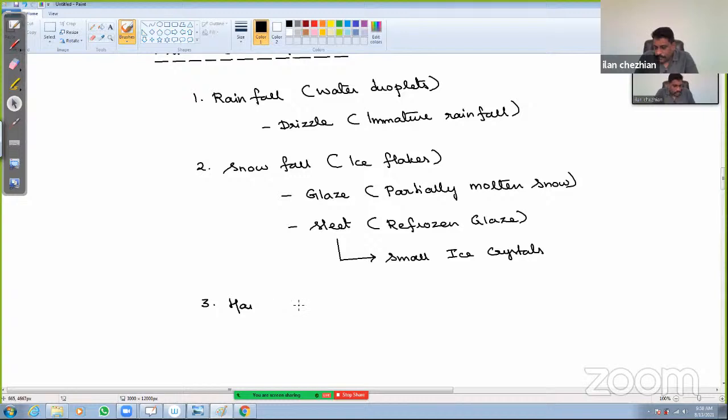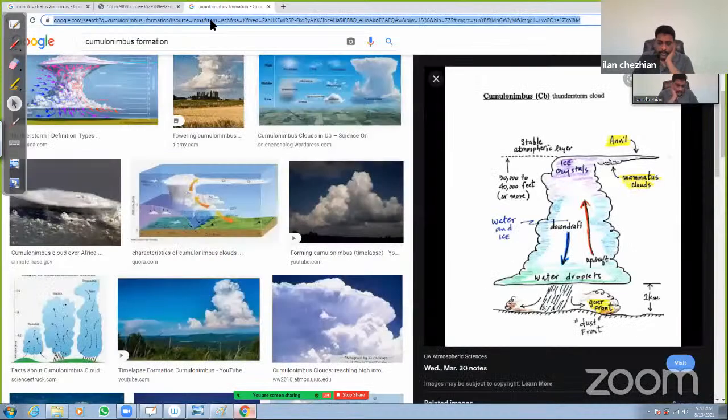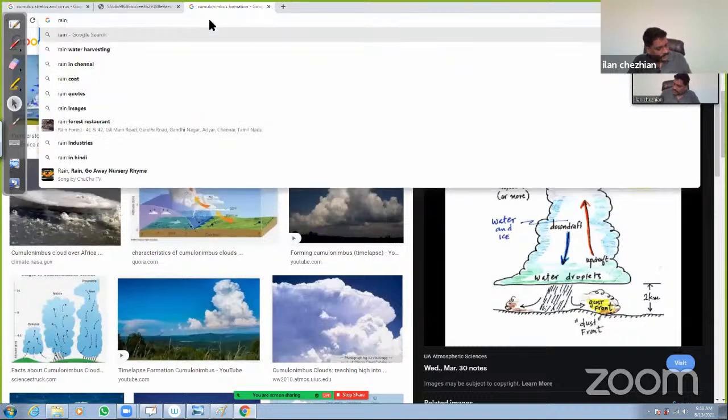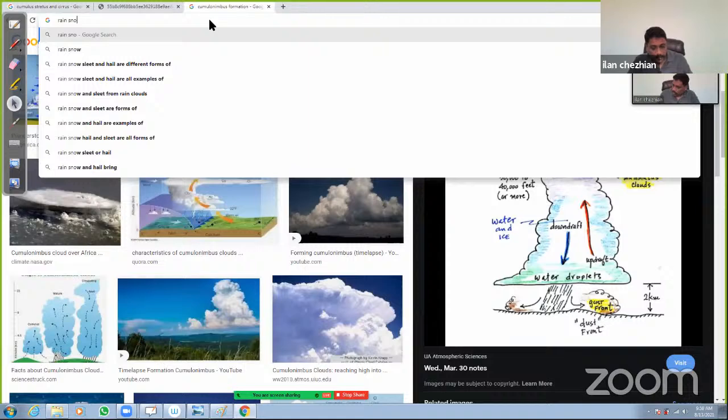Hailstorm. Talking about hailstorm, it's a large chunk of ice, large ice crystals. We call them hailstorm or hail. I'll just show you, my friend. What is this? Rain, snow, sleet, and hail.